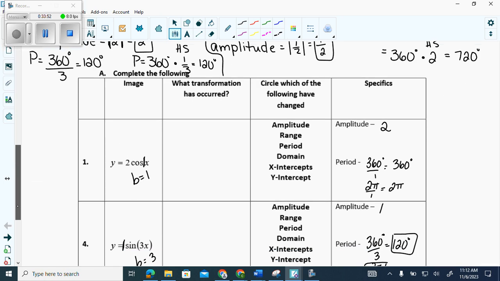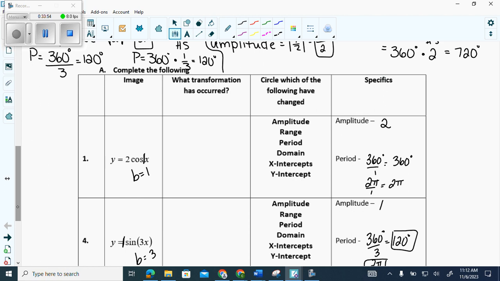Now, what are the transformations? Well, the only thing I have happening here is a 2. What kind of transformation is that? Vertical stretch by a factor of 2 about the x-axis.